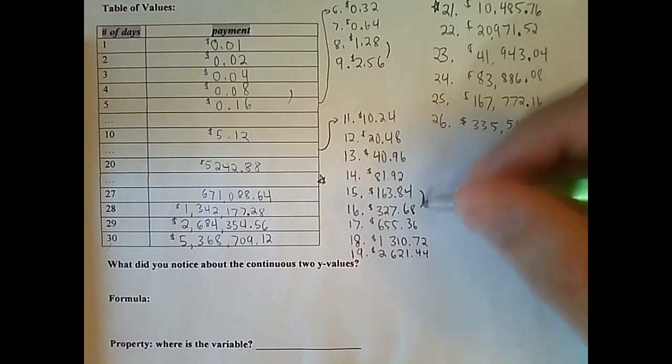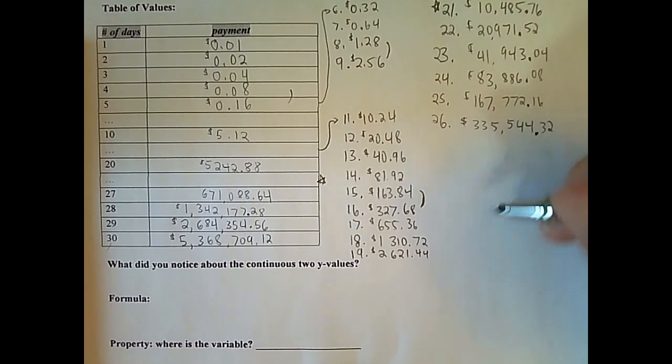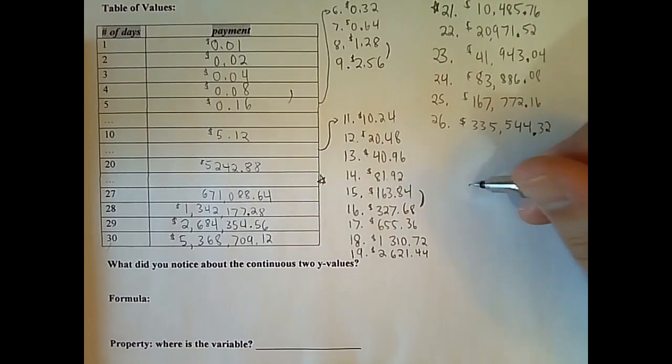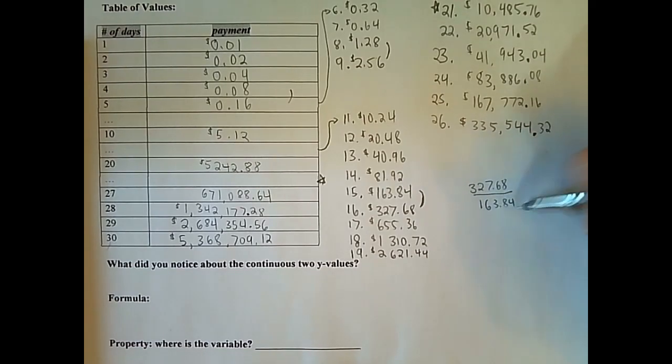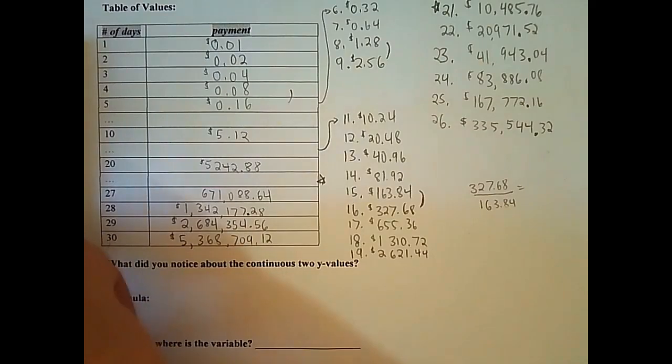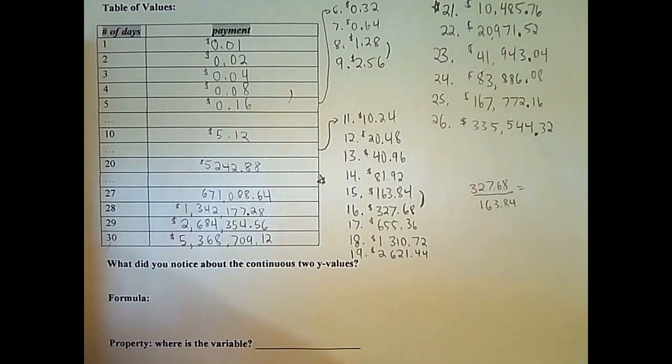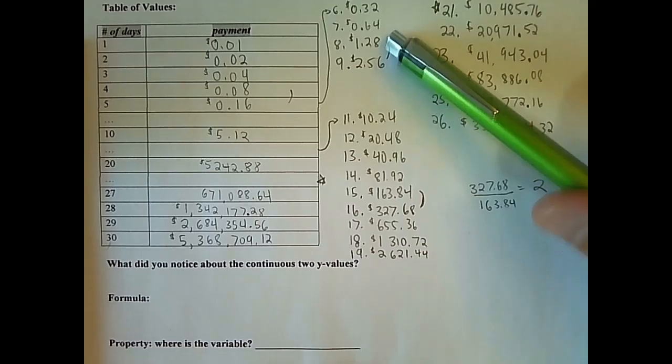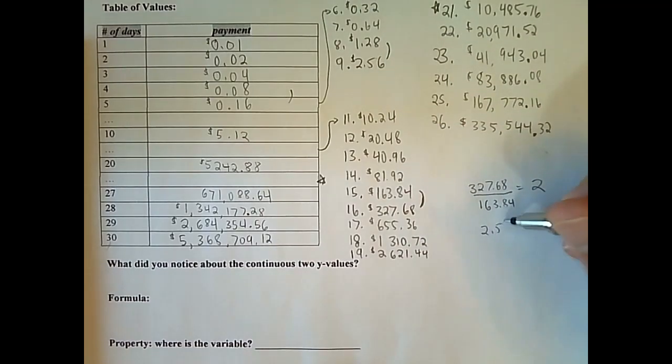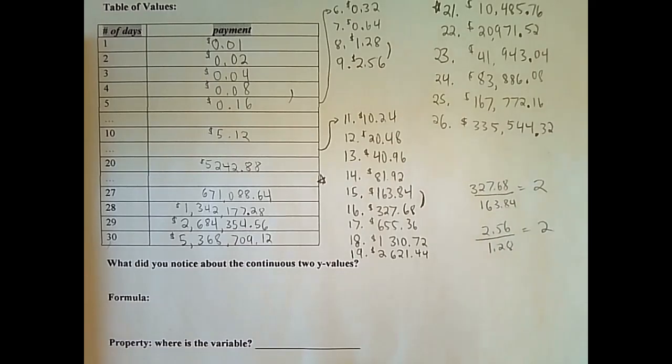Well, if I got the upper one, like in this case 16 and 15, so 327.68 over 163.84. If I divide those two numbers, and I know the answer, but I'm just going to double check on my calculator anyway, because why not? If I divide them, I get 2. And if I did that for 8 and 9 here, if I divided these two together, I would get 2.